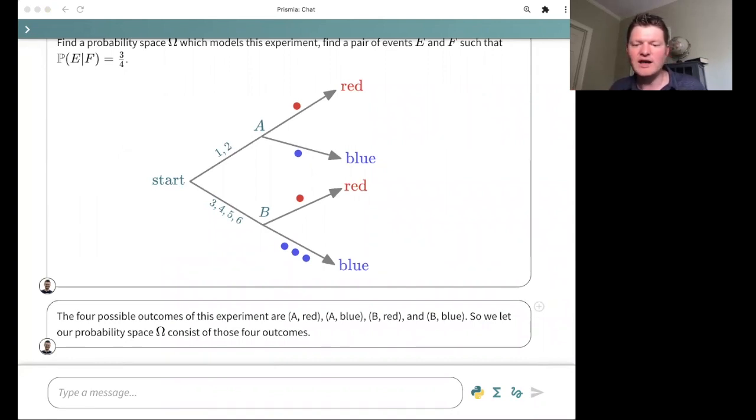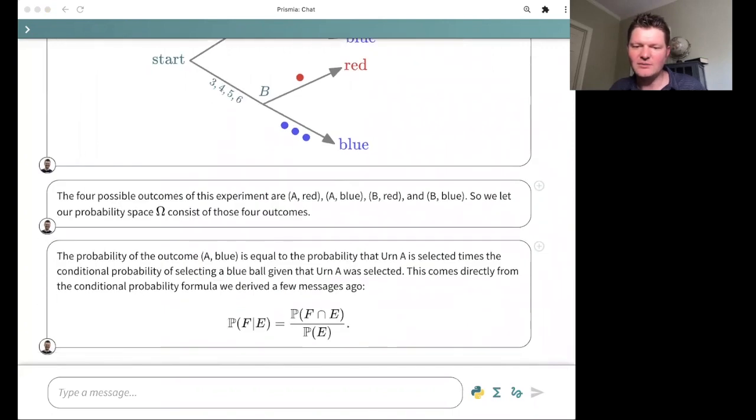And if we want to work out the probability of any one of these, like let's say A comma blue, then we can say that that's equal to the probability that urn A is selected times the conditional probability of selecting a blue ball given that urn A was selected. So that comes directly from the conditional probability formula that we derived a minute ago. We're just turning it around and putting probability of E over on this left-hand side.